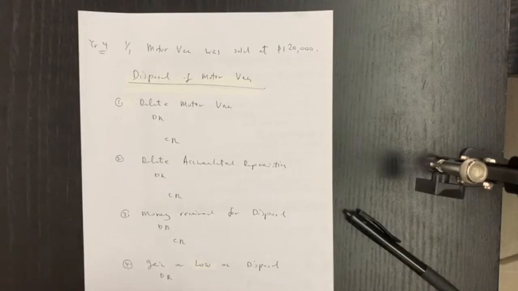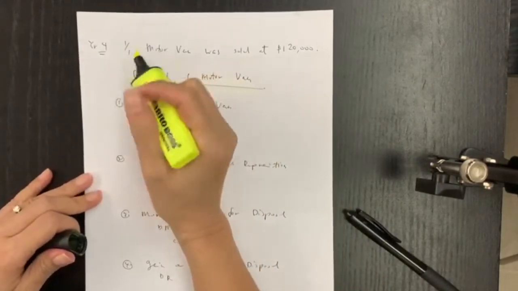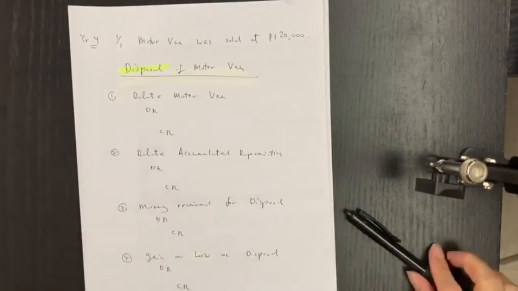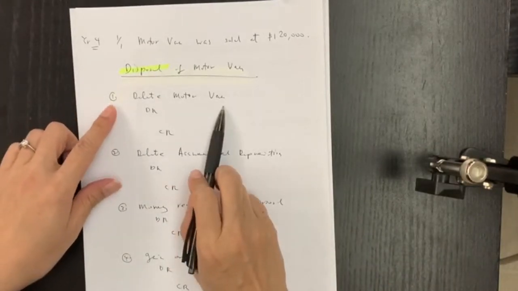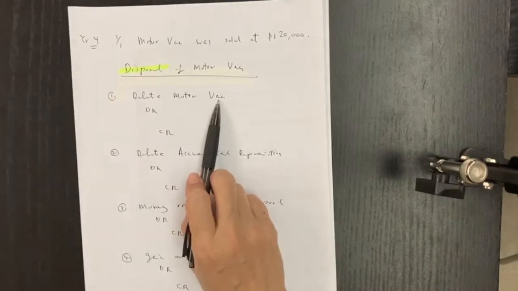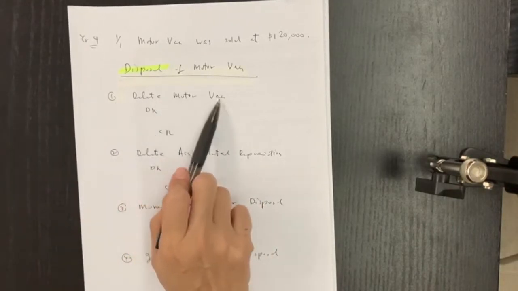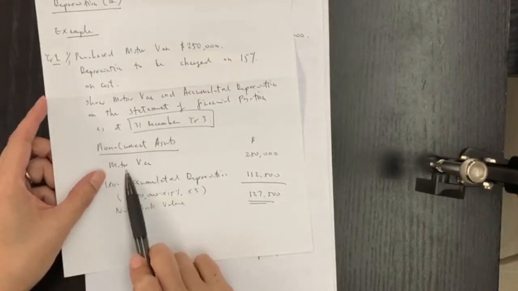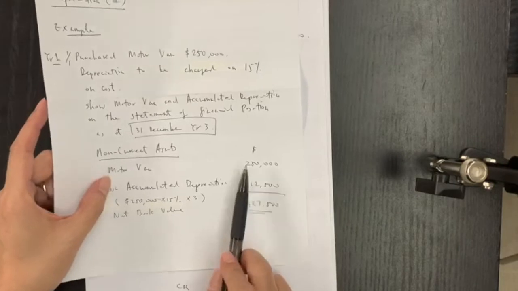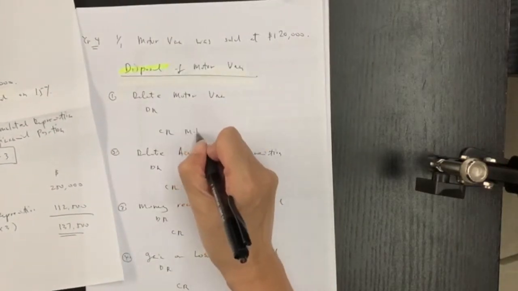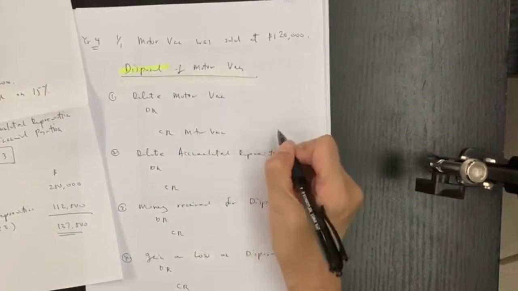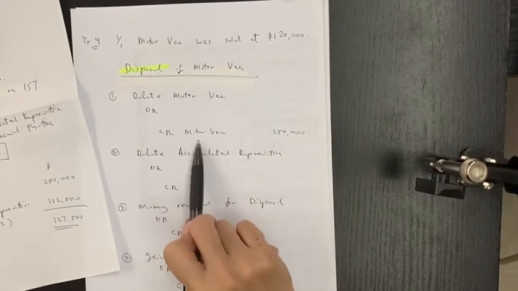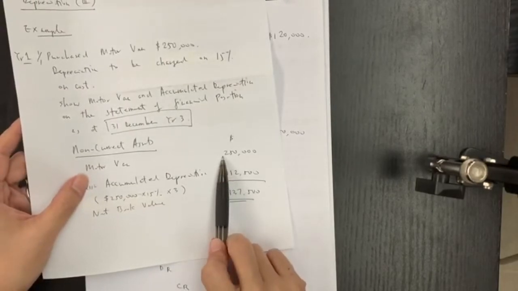For disposal, we always have 4 steps. Step number 1: since we have disposal, we no longer have the motor van, so all things related to the motor van should be cancelled. The first step is delete motor van. So how do I delete motor van? Here is the motor van, which is a debit item. To delete this, I go to the opposite side, which is to credit motor van by the cost. So what happens right after I credit motor van? Therefore, we don't have this motor van.